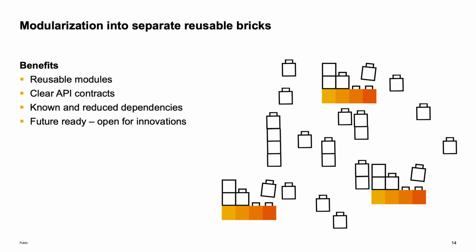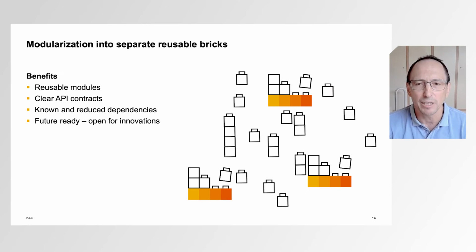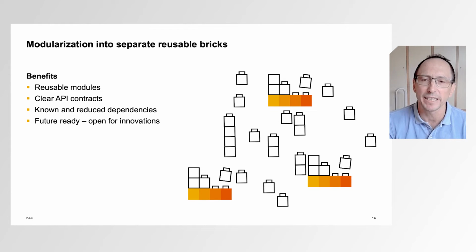And basically, we have heard you, and we have worked on the modularization and broken up SAP UI5 into separate reusable bricks. We now have many reusable modules with clear API contracts and reduced dependencies. With that, we are future ready and open for innovations. Why? It's now quite easy to exchange or enhance single bricks in that continuum.